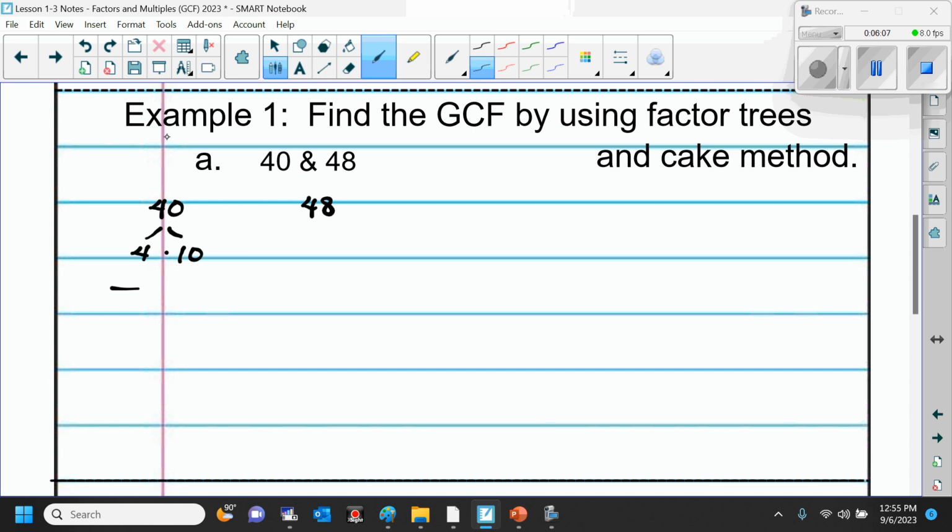So I'm gonna stick with the 4 and the 10. Are those prime yet? No. So we want to break those down some more. So 4 can be broken down to 2 times 2. And then the 10 can be broken down to 2 times 5. Are those all prime? Yes, those are all prime. Okay? 48, what can I multiply to get 48? All right. So here, 6 times 8, that's equal to 48. Are those prime?